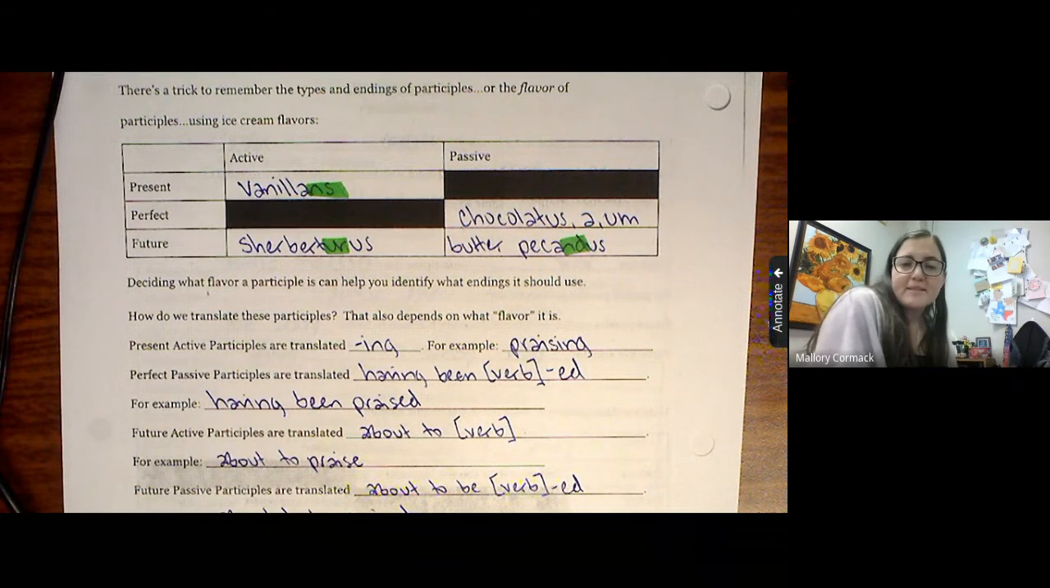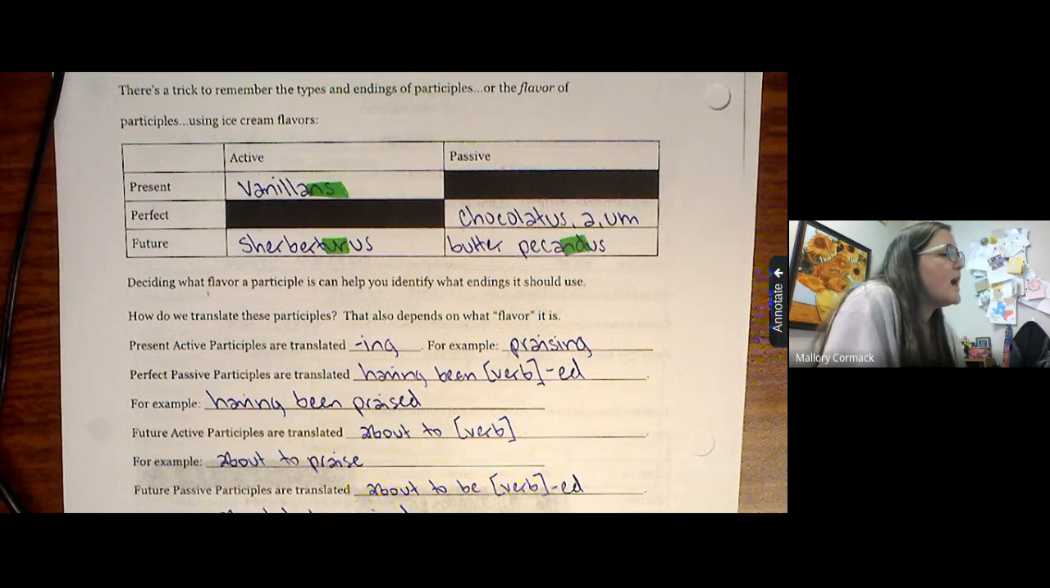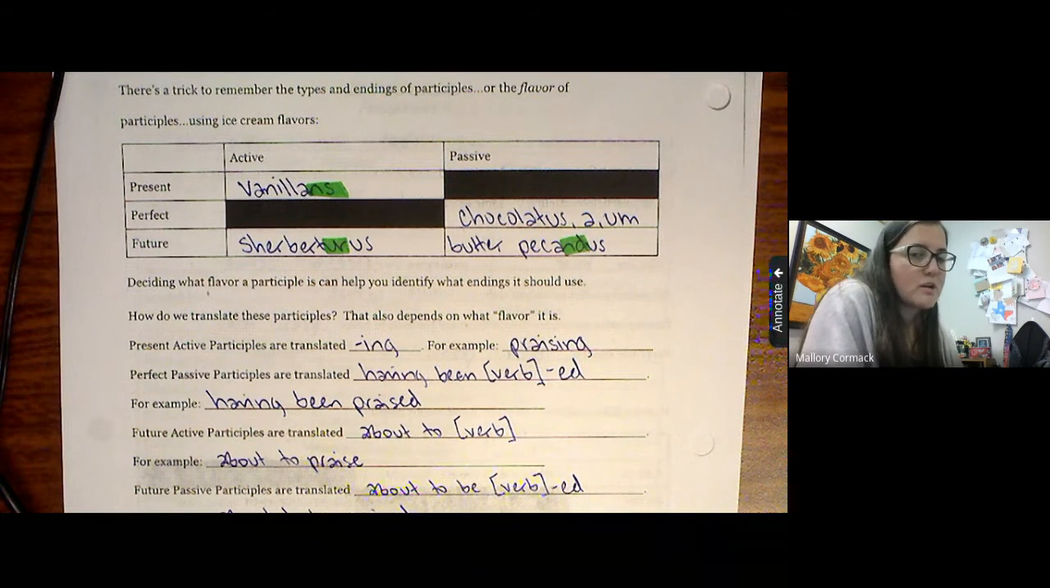Our perfect passive participle is also a pretty bland participle, very normal one. We're going to see this in pretty much every ice cream parlor we go to, just like we'd see this in pretty much every Latin passage we read, and that's a chocolatus participle. This one isn't highlighted because it doesn't really have just one clue.